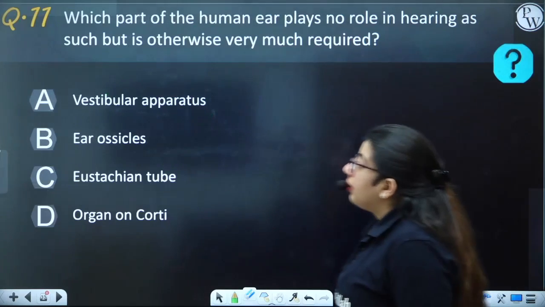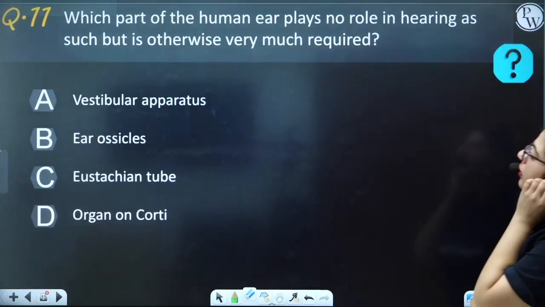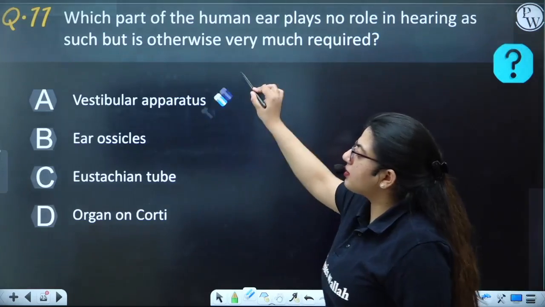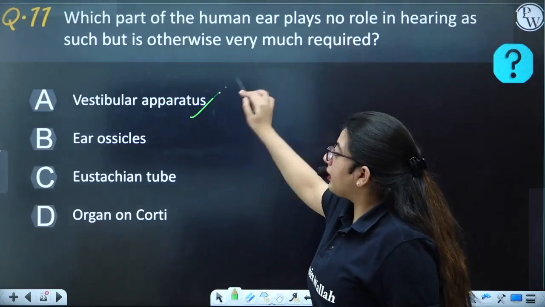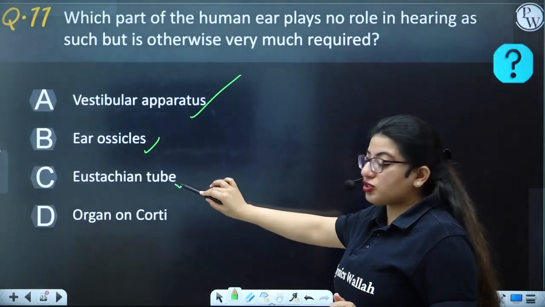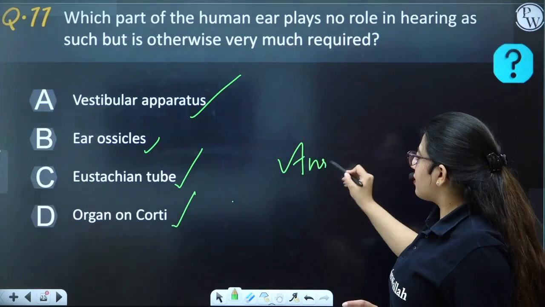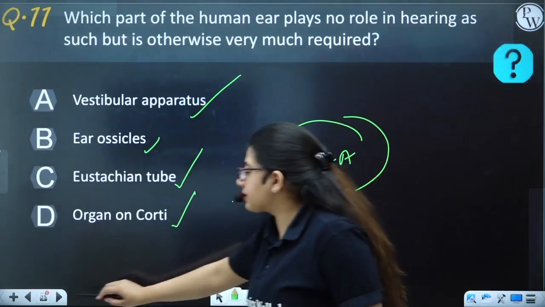Next. Which part of the human ear plays no role in hearing as such but is otherwise very much required? That is the vestibular apparatus. True, it has nothing to do with hearing. Ear ossicles amplify the sound waves. Eustachian tubes equalize pressure. Organ of Corti is for hearing. So A is vestibular.